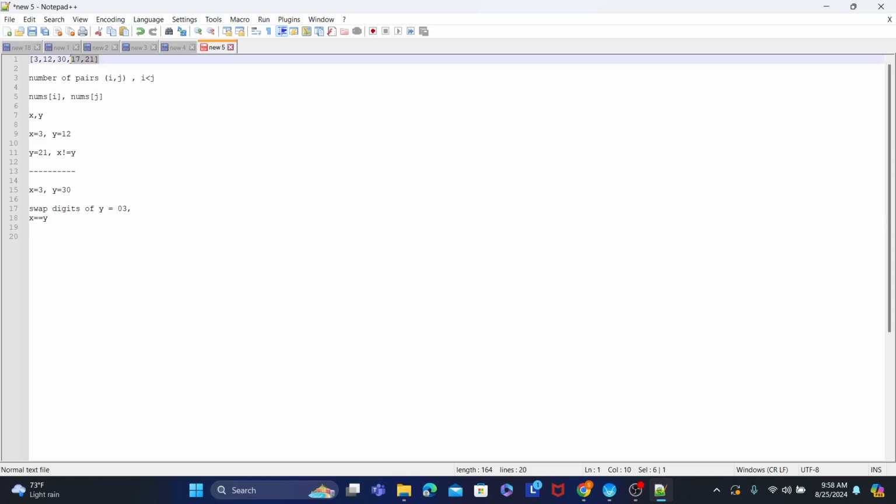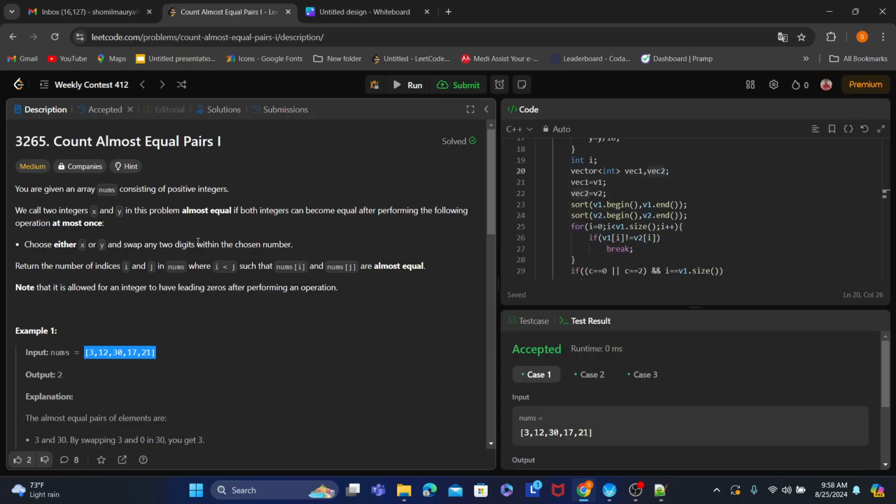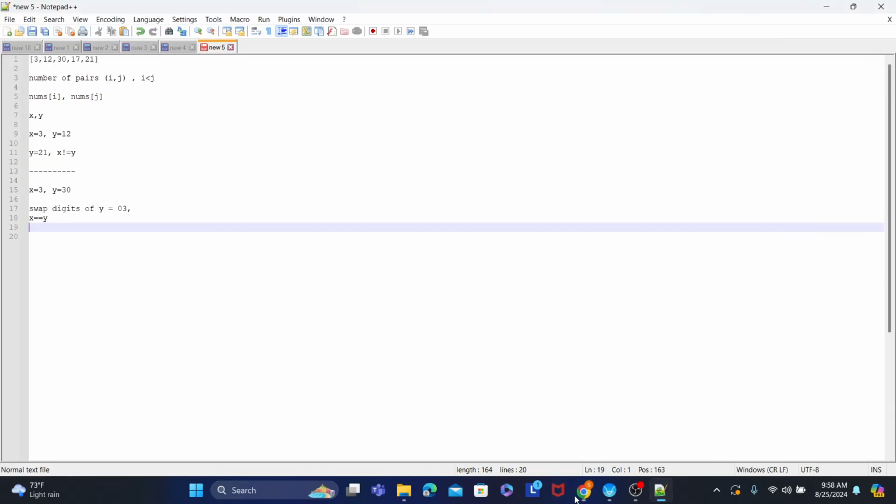So we need to find the number of pairs such that if we choose any one of those two, either x or y, and swap any two digits, this swapping operation we can perform only one time, not more than one. In the question it's mentioned at most once. If numbers are equal, then we don't need to do any operation, it is fine. But if they are different, we can do it at most once. We can't do the swapping operation more than one time.